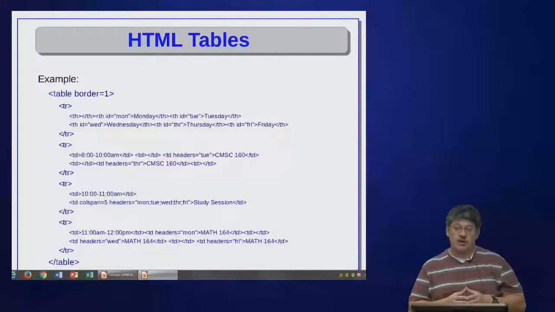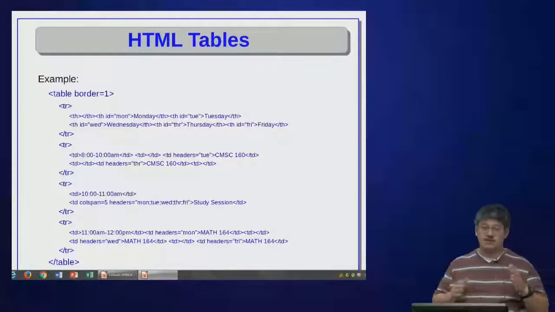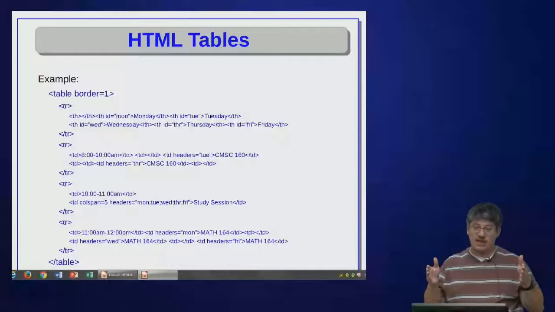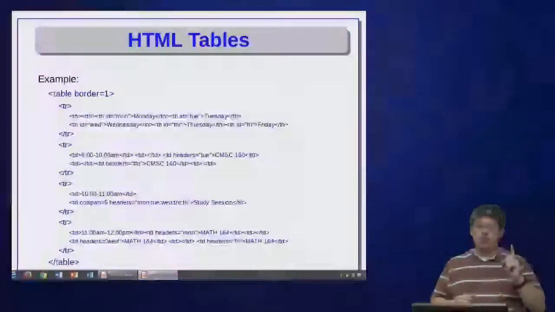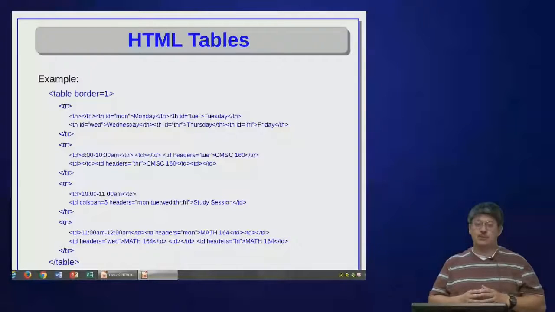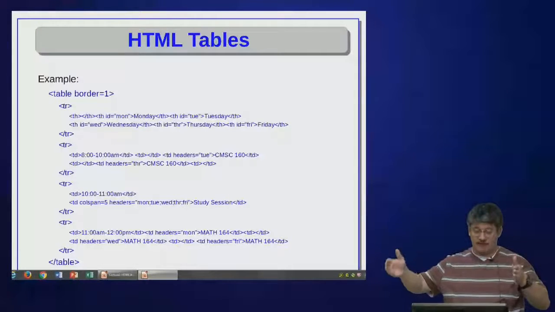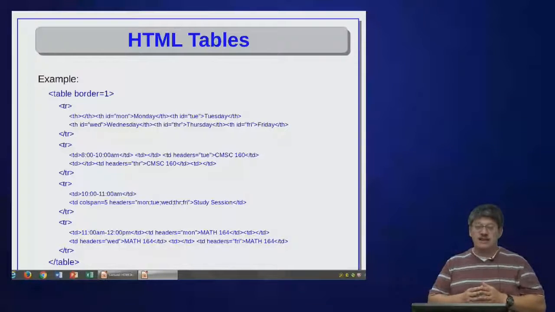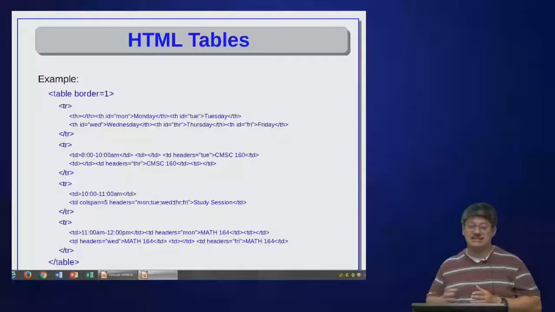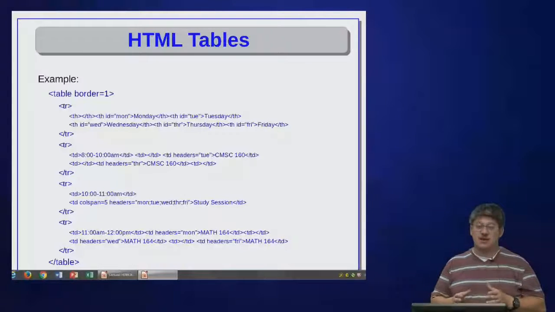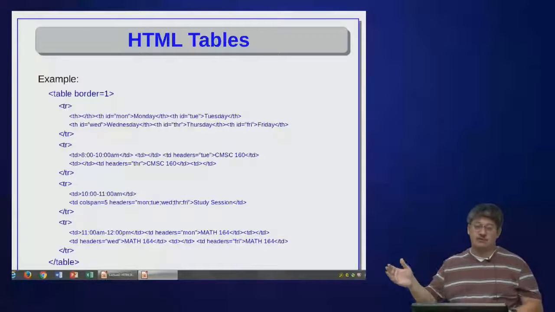Notice in the third row, I have one table data cell with a label 10 o'clock to 11 o'clock a.m., and it's followed by only one more table data cell, and this one uses the colspan attribute to span all 5 columns from Monday to Friday. Notice that in the headers attribute, I can use a semicolon separated list of IDs to associate that data cell with all 5 of the labels for the days of the week.